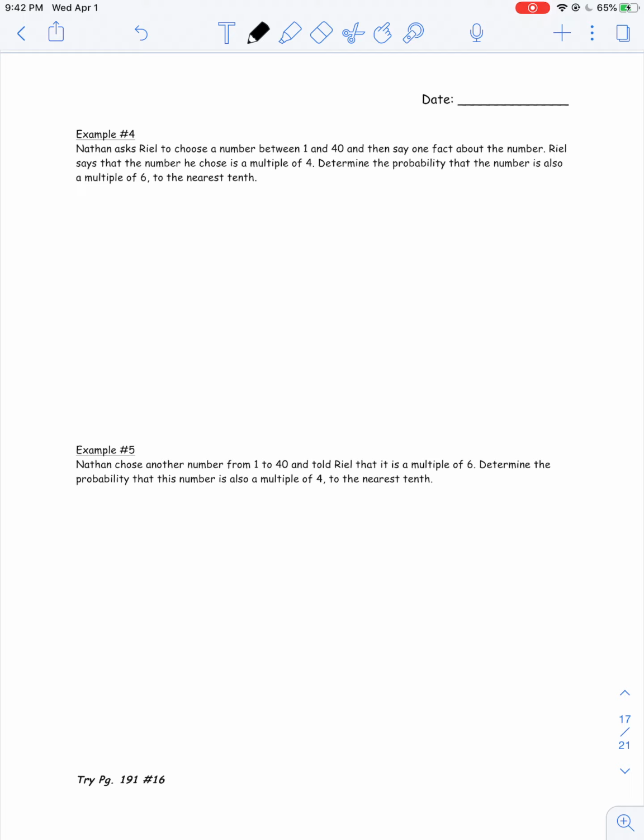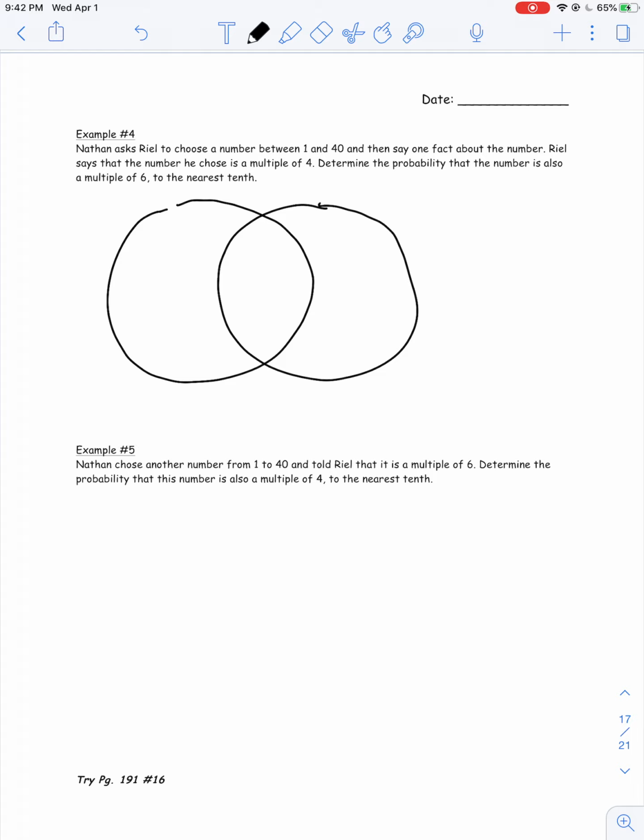Example number 4. Nathan asked Riel to choose a number between 1 and 40, and then says one fact about the number. When it comes to numbers, I always like to use the Venn diagrams. So going back to the set, Venn diagrams really help to organize my information here. Riel says that the number he chose is a multiple of 4. So that's kind of like the first event, the first set. And we know that there's going to be an intersection because we want to know the "and" part. We're going to be given the intersection and we're going to use that.